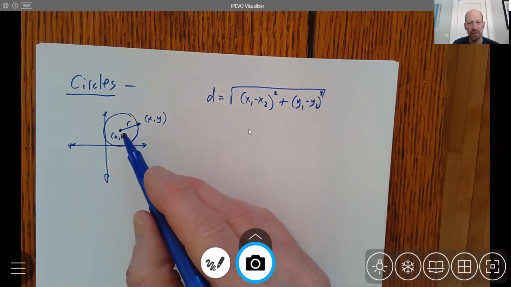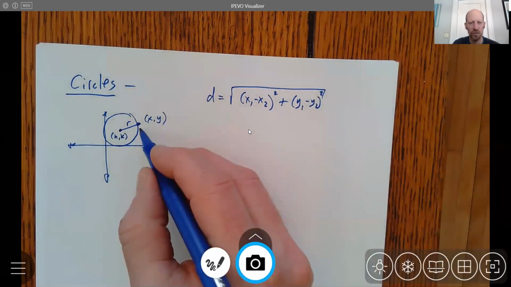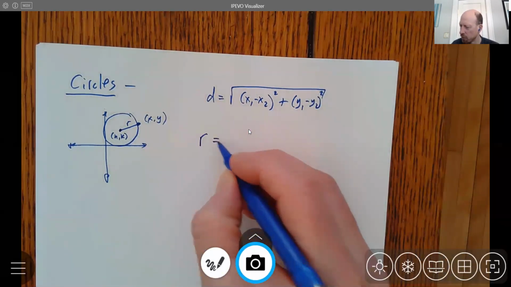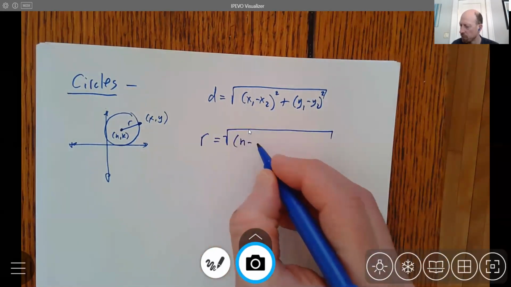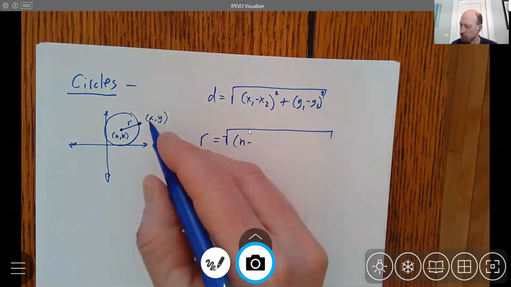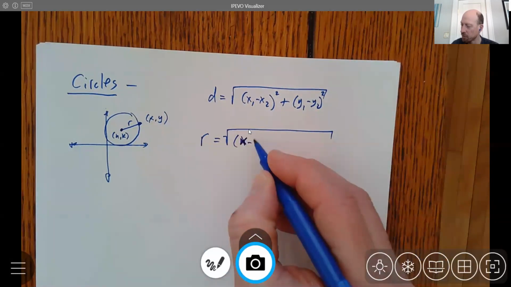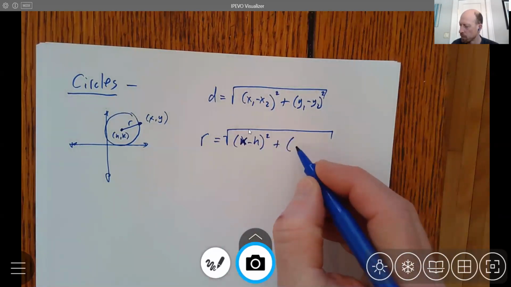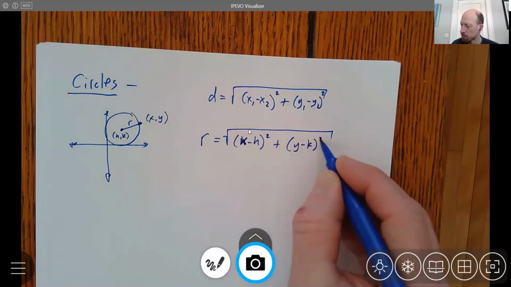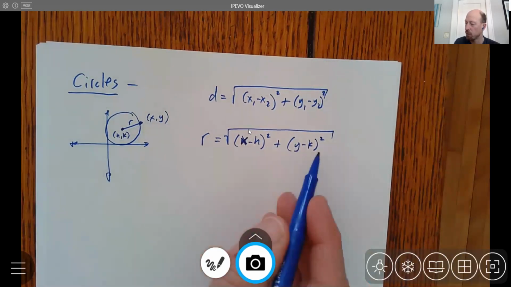So in our case, we want to find the distance between the center and this (x, y), and that distance should be equal to the radius. So r equals the square root of, let's start with x minus h, rather than h minus x. It doesn't matter which order when you're squaring it. That's one of the nice things about this formula. So (x minus h) squared and (y minus k) squared.